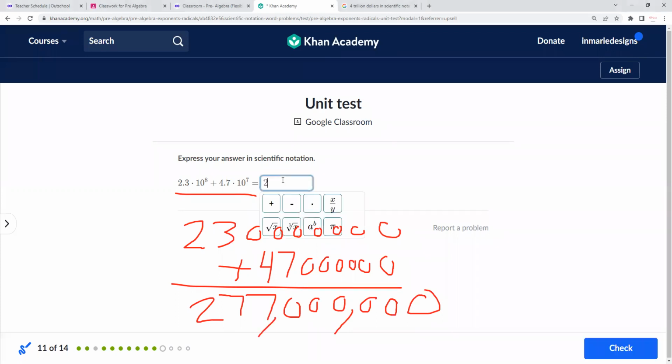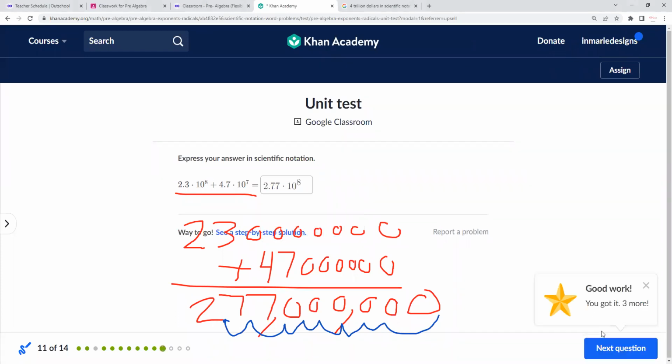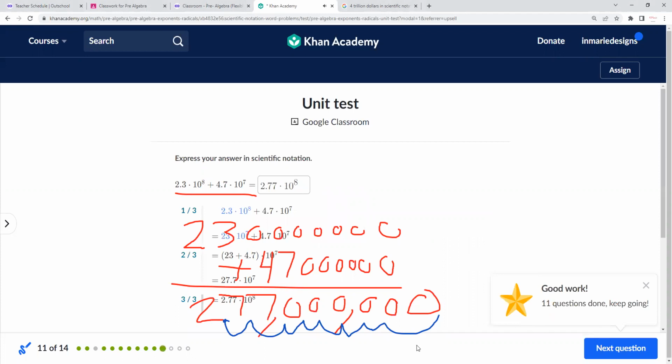This would basically be 2.777. So if I were to put a decimal right here, that would be 1, 2, 3, 4, 5, 6, 7, 8 spots. So 2.777 times 10 to the 8th is what these would equal if you added them together.